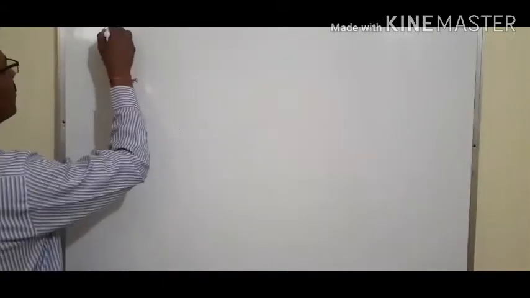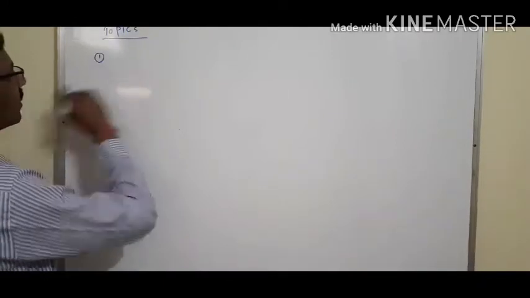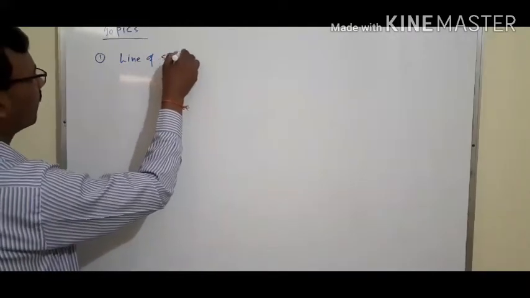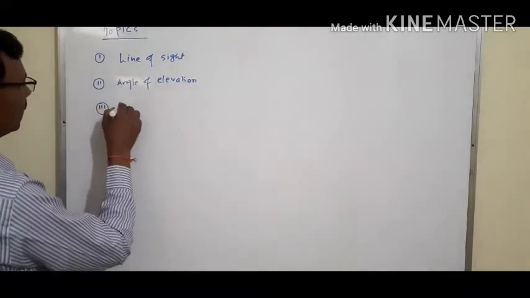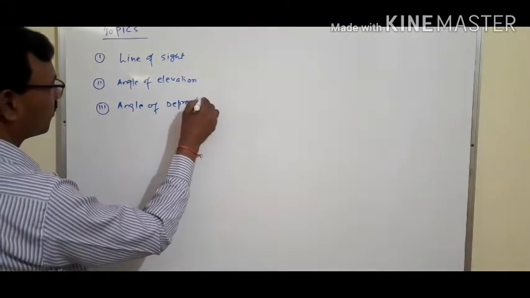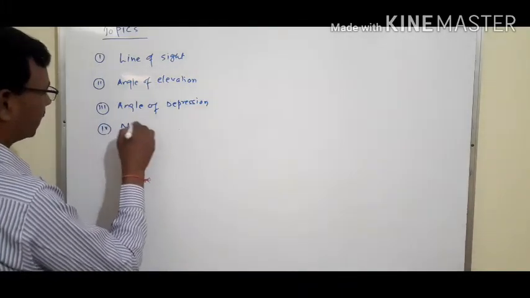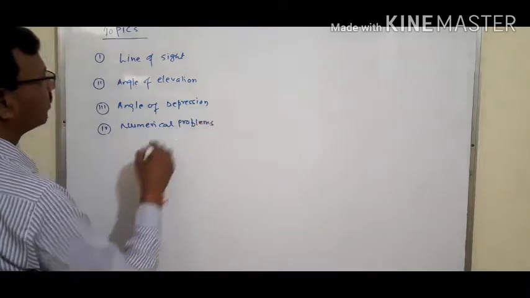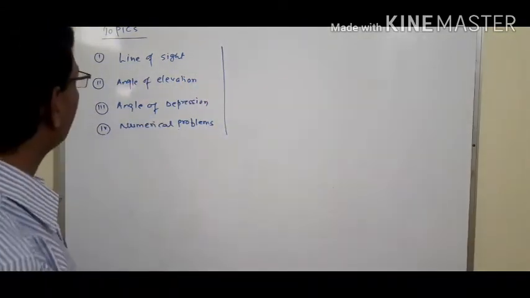This is a very important chapter of trigonometry. In this chapter, our topics are: first, line of sight; second, angle of elevation; third, angle of depression; and fourth, numerical problems. These are our topics related to this chapter.